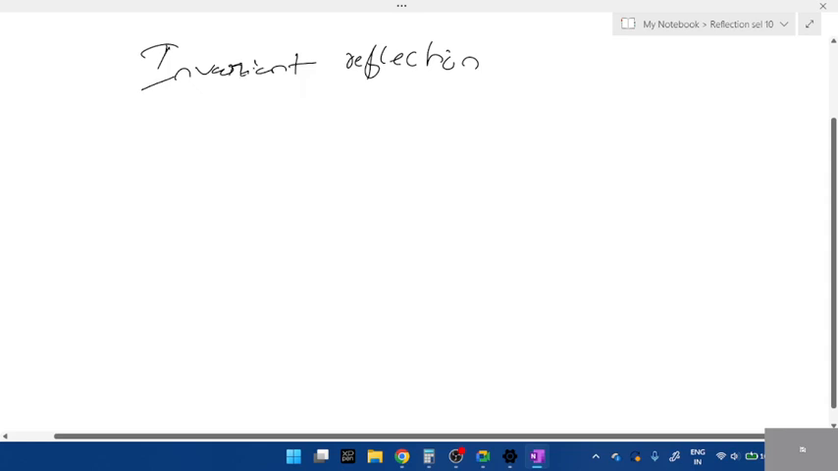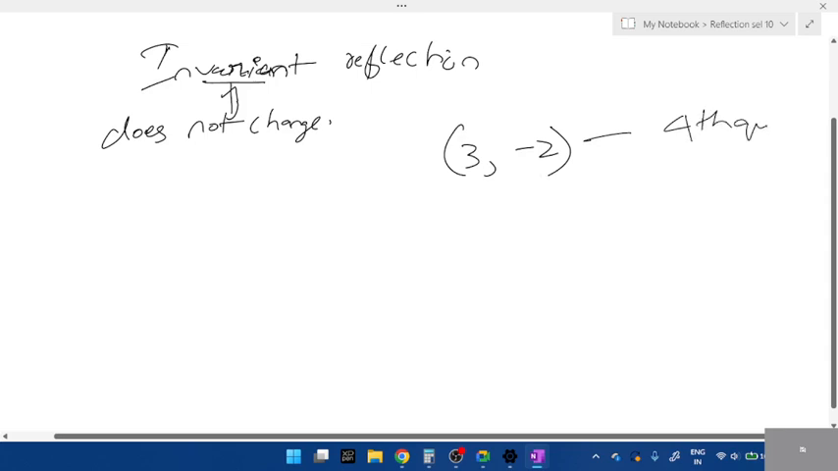So what do you mean by variant, students? Variant or variable? What's the general meaning of variable? Changing. Invariant is opposite, which does not change. So if they ask you to find invariant point, they'll give you 3 comma minus 2. In which quadrant does it lie? First one is plus, second is minus. Which quadrant? Fourth quadrant. This lies in the fourth quadrant. If they ask you to find invariant reflection of this, the value will not change. It will remain the same. What's the answer for invariant reflection?